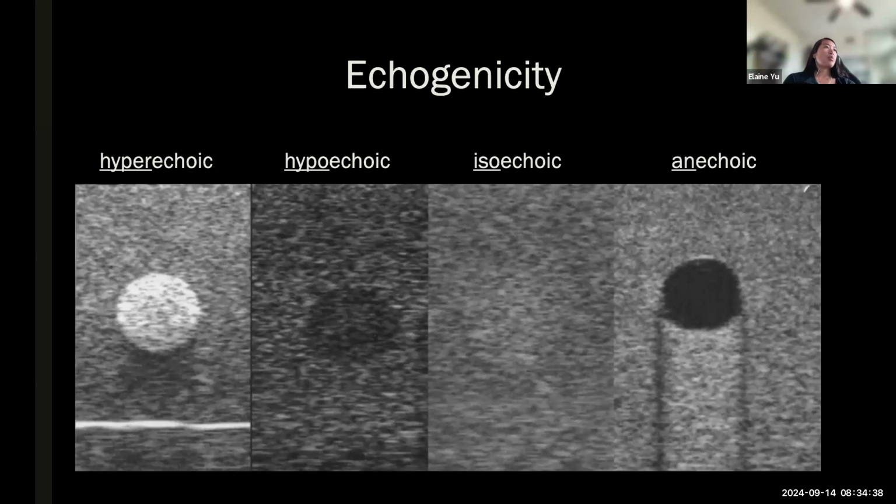So if things are brighter, they are hyperechoic, versus darker, they're hypoechoic. If they're pretty much the same as everything around it, then it's isoechoic. And then things that just don't reflect sound at all are anechoic. And those are some examples of what that looks like on the screen.